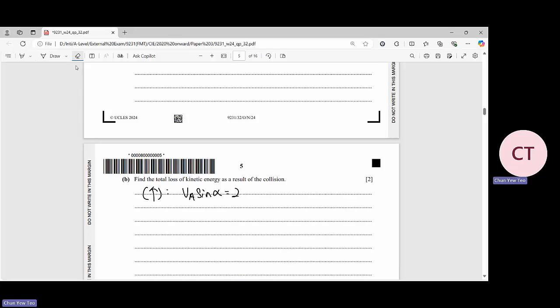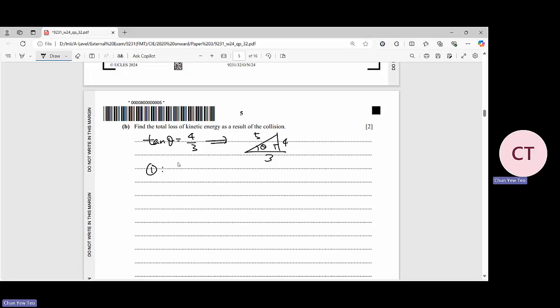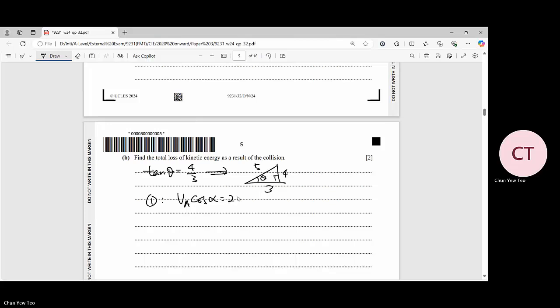I think we need to deal with theta first because we have found tangent theta at part A. So we will use the tangent theta from just now. Tangent theta is 4/3. That gives you a small right-angle triangle: 4 here, 3 here, 5 here. Then from equation 1, I have VA cos alpha equals 2u cos theta minus 3u sine theta.